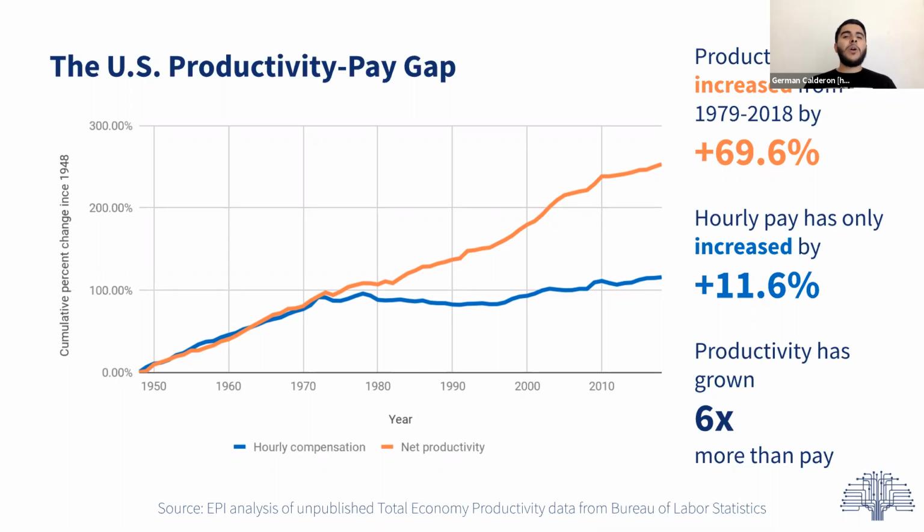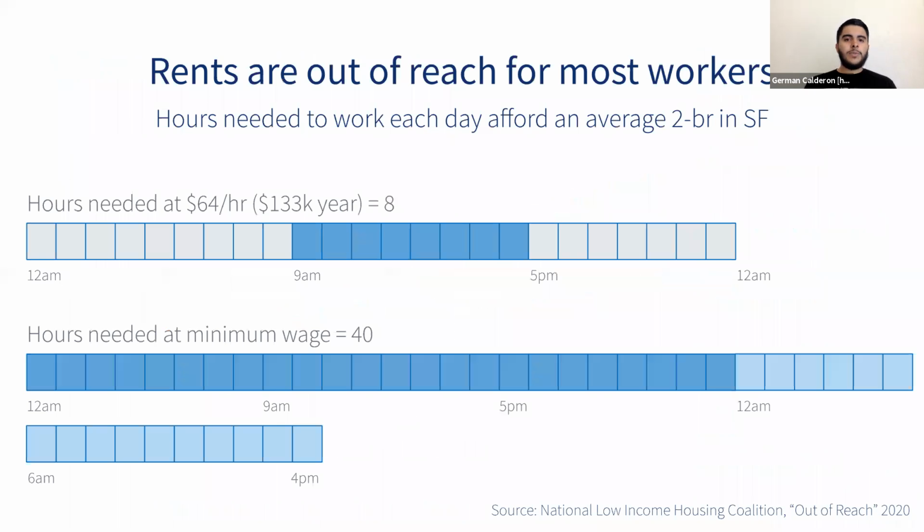So the cost of living here was already high. Let's take a look at how a worker earning minimum wage fares in the current rental market. This is what it takes to afford an average two-bedroom apartment in San Francisco. If you're making $133,000 a year, you can afford the average two-bedroom working a regular 8-hour day, so a regular shift, right? However, if you're making minimum wage in San Francisco, you need to work 40 hours a day to afford that two-bedroom. Again, if you're making minimum wage, you need to work 40 hours a day to comfortably afford living in a two-bedroom apartment in the same city where you work.